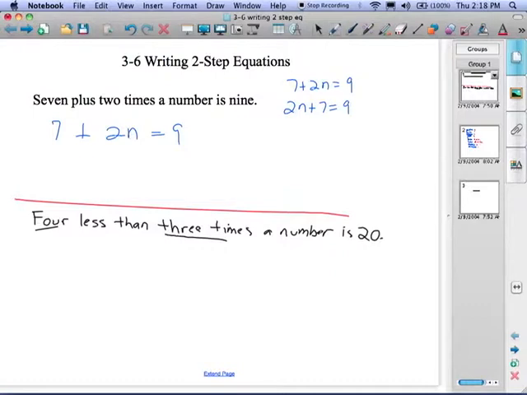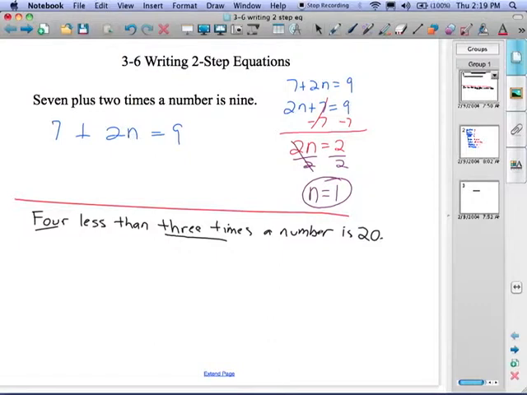Okay, we got to get rid of the addition first. So we're going to get rid of that by subtracting 7 from both sides. What happens to the 7s on the left-hand side? Yes, they cancel each other out. 2n equals 2. Now it's multiplication. We divide. We're going to divide both sides by 2. What happens to the 2s on the left? They cancel each other out. 2 divided by 2 is 1.